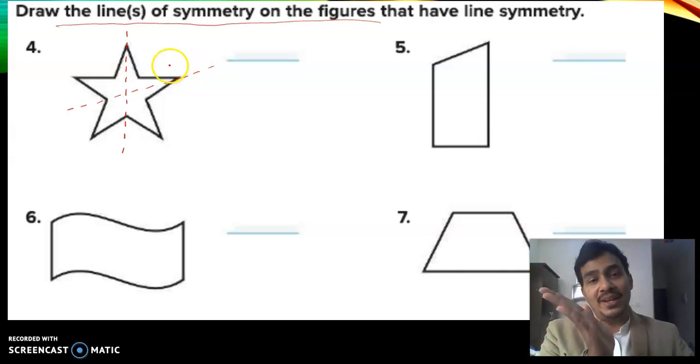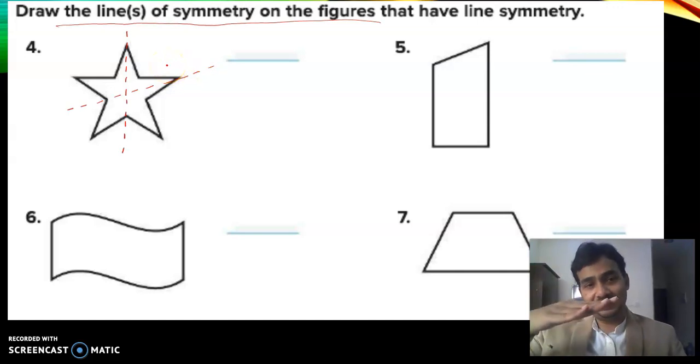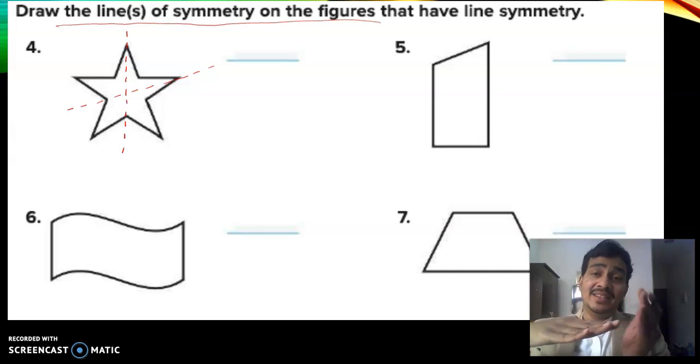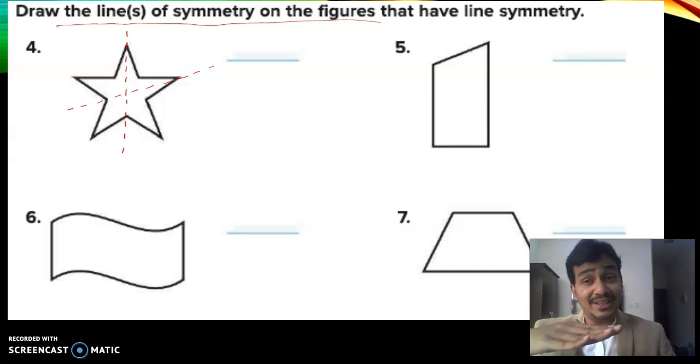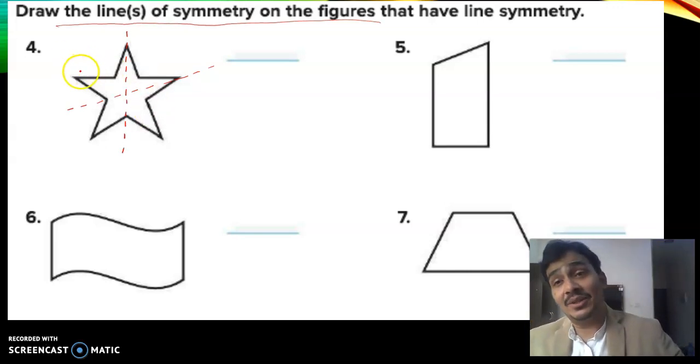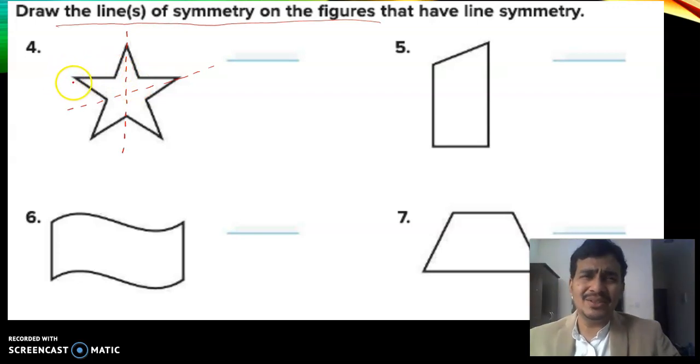So there can be many lines of symmetry. If you can see properly, on both sides of this line the figure is the same. So yes, this can also be a line of symmetry. Like this, you can draw many lines of symmetry. But anyway, in the exam, it will be easy just to draw one or two lines of symmetry. Okay, so what about question 5?